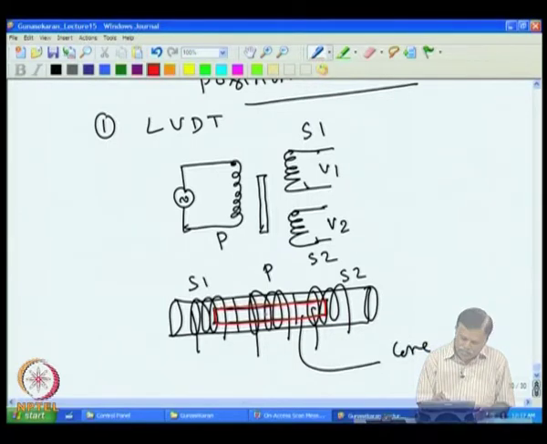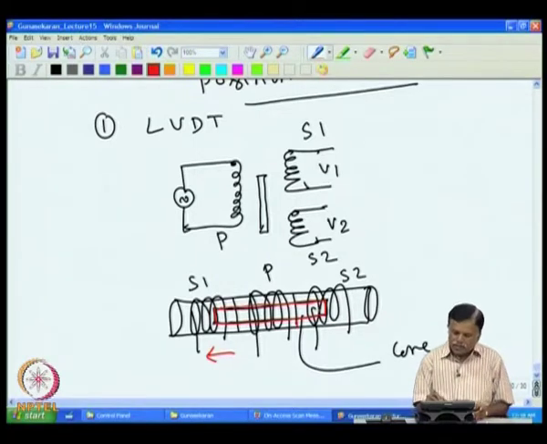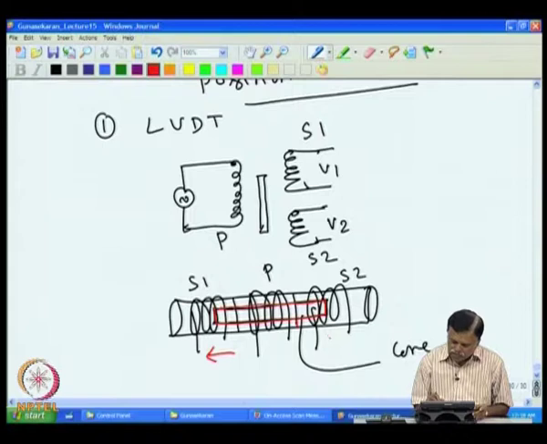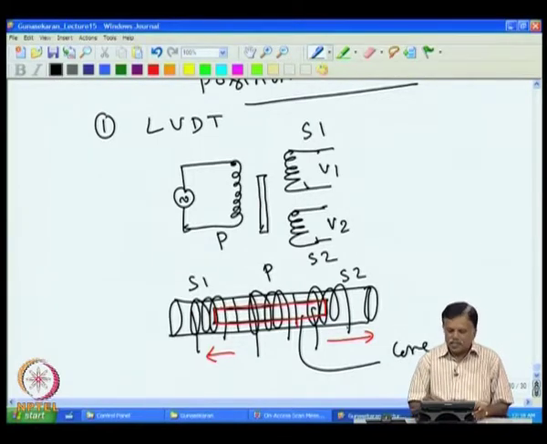Now, when the core moves, the primary will be linked to the core all the time. If the core moves towards this side, then the core will mostly occupy S1 and the primary, and the other secondary will have very little link to the core. Or if the core moves this way, then S2 links the entire core, and there is no linkage to S1. So, that is what happens in this case. We have shown it schematically like this. Physically, the LVDT looks like this.